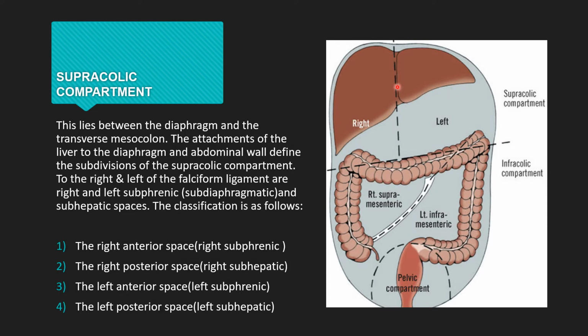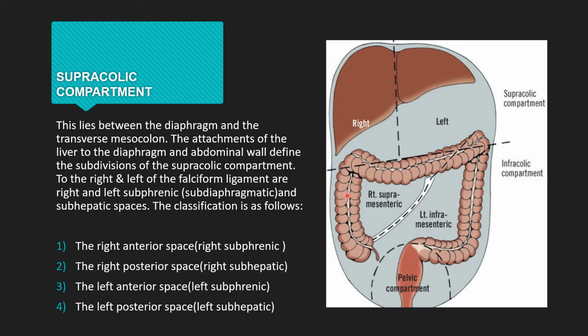This interrupted line is showing you the attachment of the falciform ligament. To the right of the falciform ligament will be the right subphrenic space and to the left the left subphrenic space. So this is the right subphrenic space and there will be the left subphrenic space. And of course, we have the right subhepatic and the left subhepatic spaces.